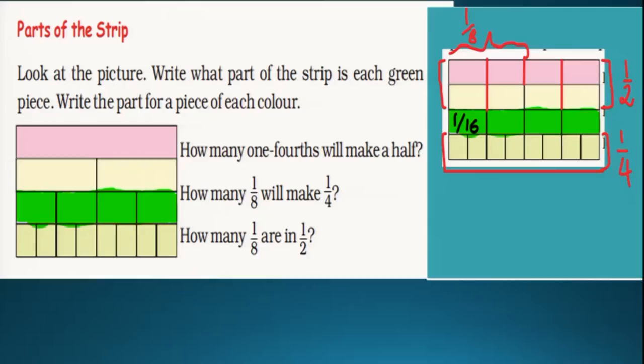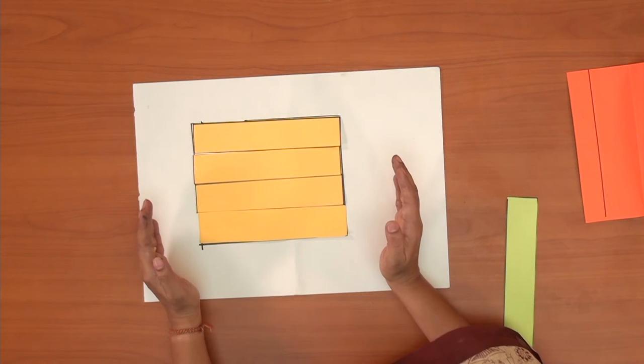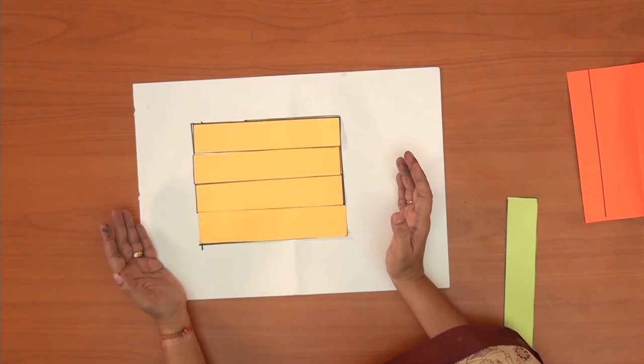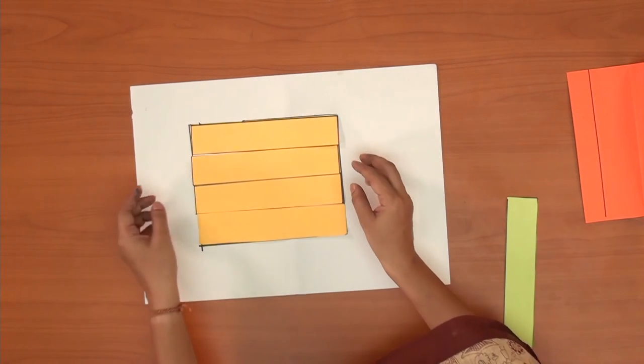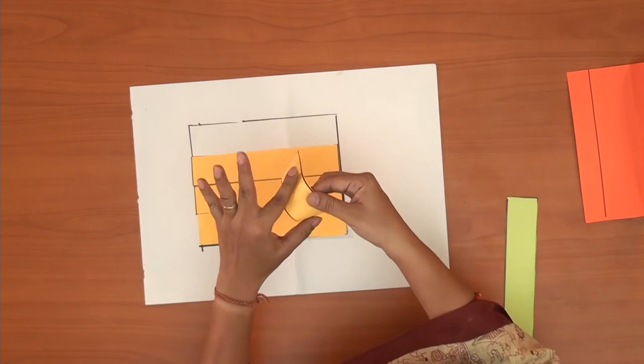Next question is, how many 1/8 will make 1/4? For that, we have to first divide this rectangle into 8 equal parts. Then only we can find out. So let's now divide it into 8 equal parts.